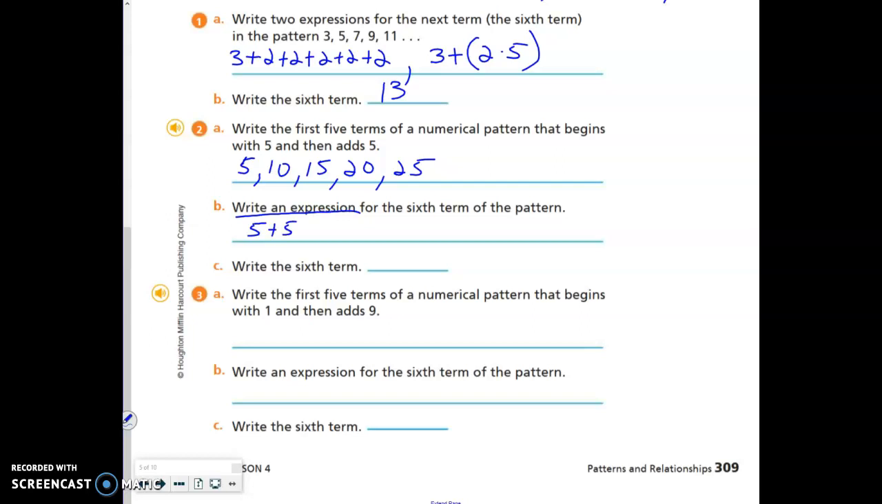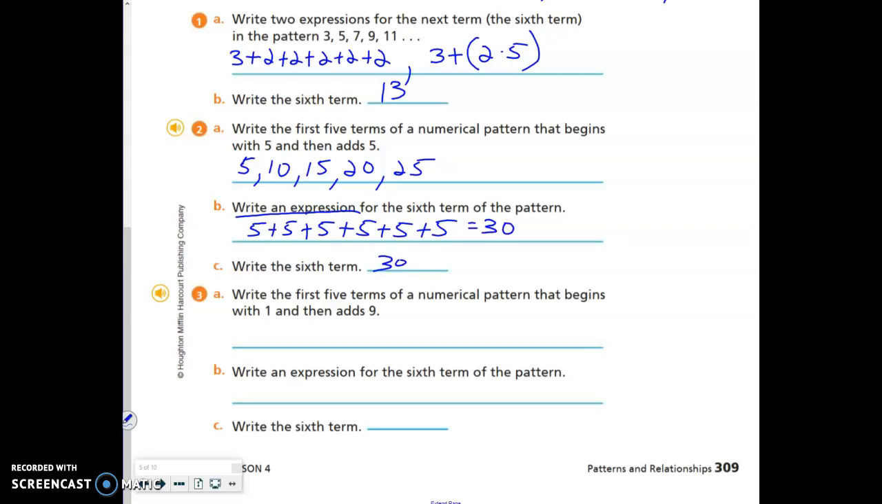Here would be the second term, third term, fourth term, fifth term, and the sixth term. So again, fairly straightforward what we're looking for here. So we have 1, 2, 3, 4, 5, 6 fives, okay, and that's going to equal 30, and that would be our sixth term, 30.